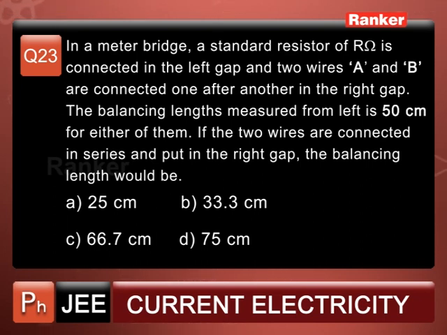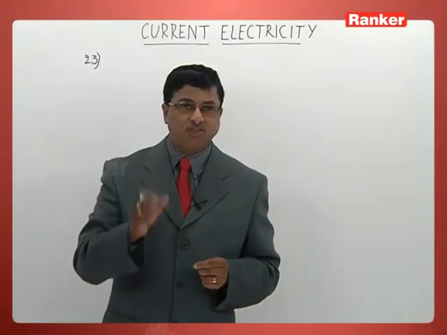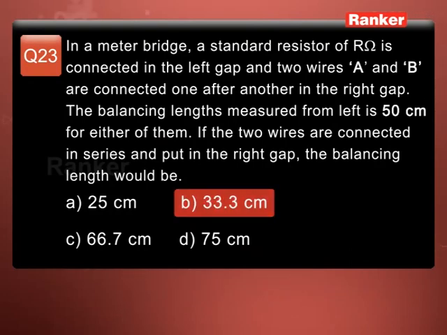Okay, let us continue. If the two wires are connected in series and put in the right gap, the balancing length would be how much? That is the question. Now the options are given this way. First option is 25 centimeter, second option is 33.3 centimeter, third option is 66.7 centimeter, and fourth option is 75 centimeter. The correct option for this is B, which is 33.3 centimeter.